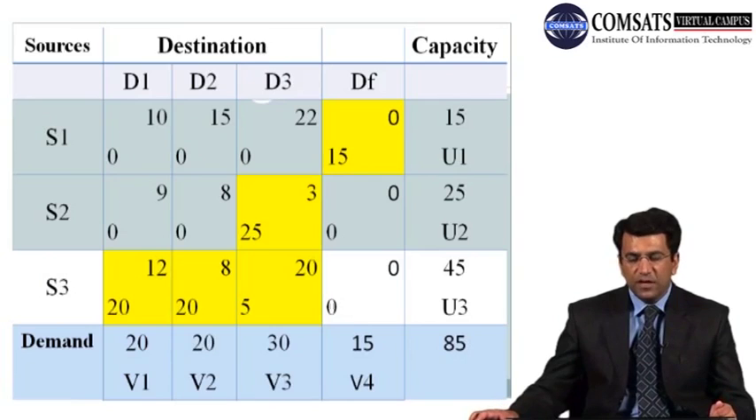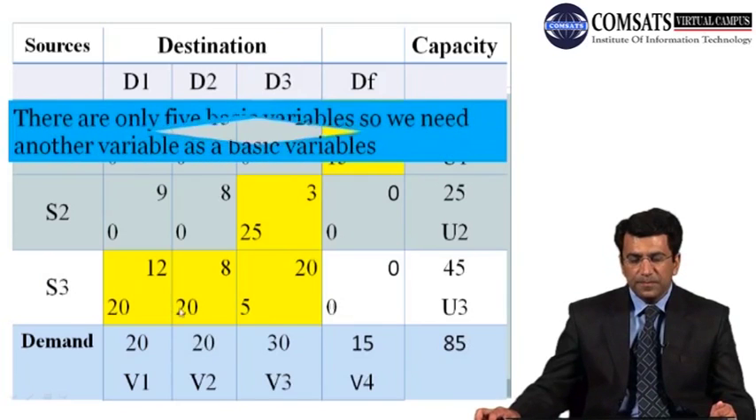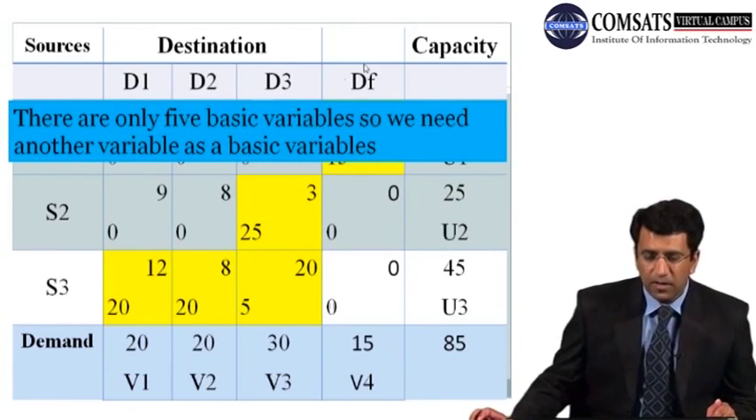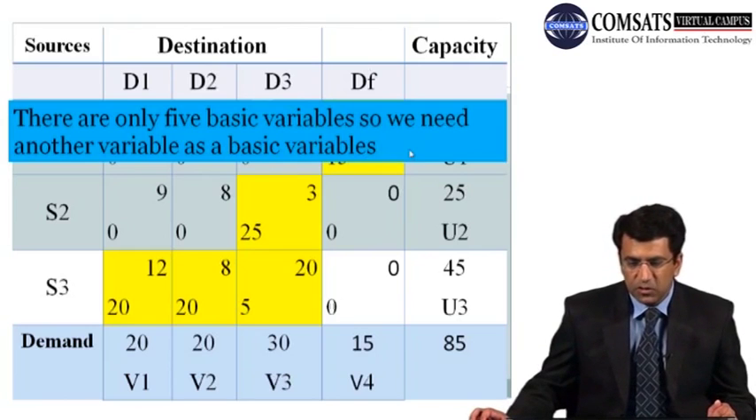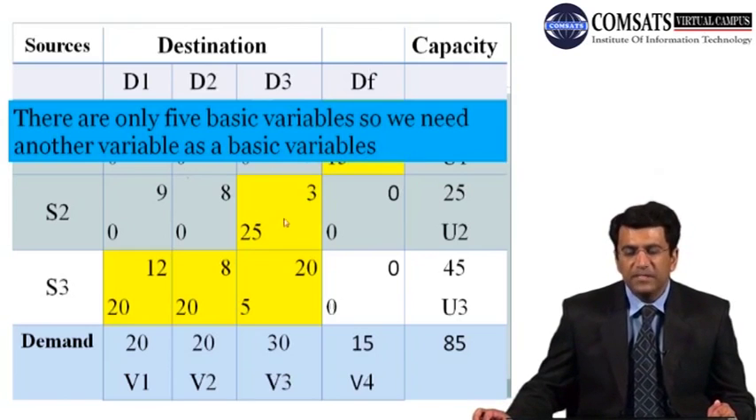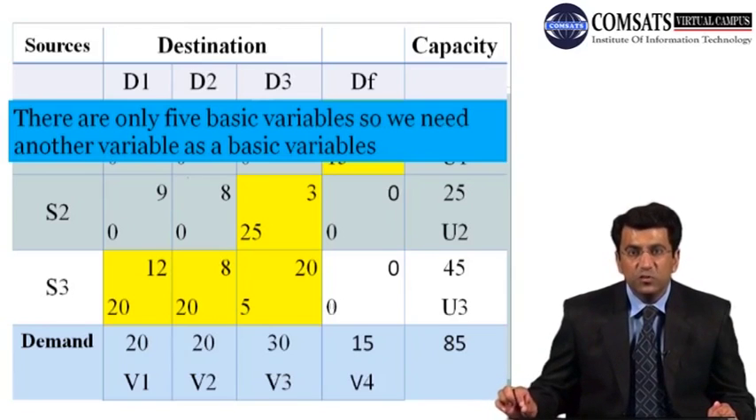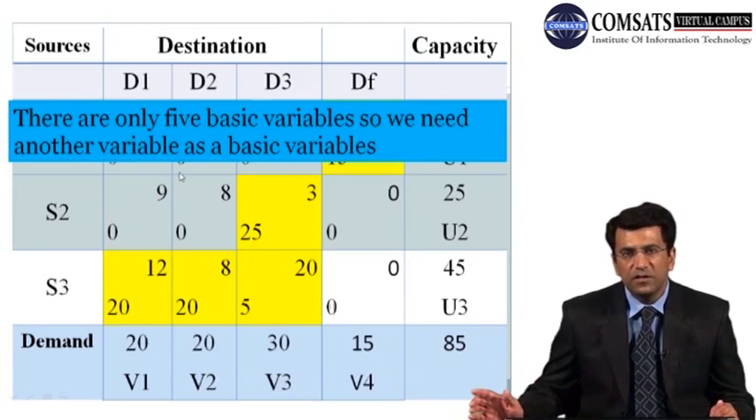What sort of problem we will face, I'll just tell you. So these are the filled cells. Now class, there are only 5 basic variables, so we need another basic variable. Basic variable means filled cells or occupied cells. In order to meet that criteria of m plus n minus 1, we should have another basic variable or another occupied cell, so that we can use this sort of method. So this is a different situation we are facing. In the previous problems which we solved, we didn't face this sort of situation.